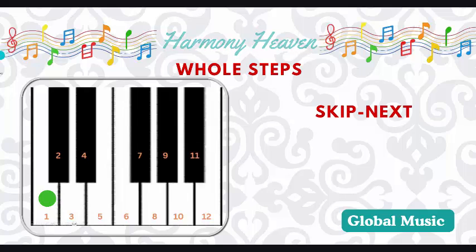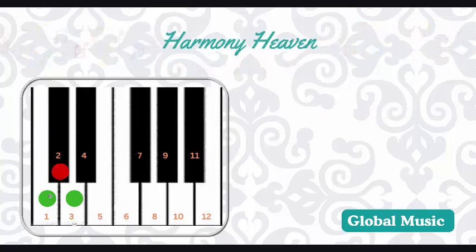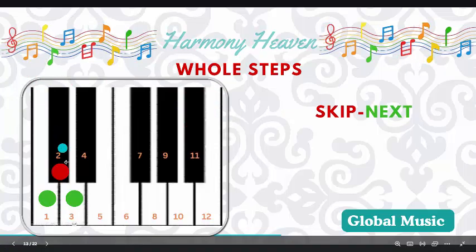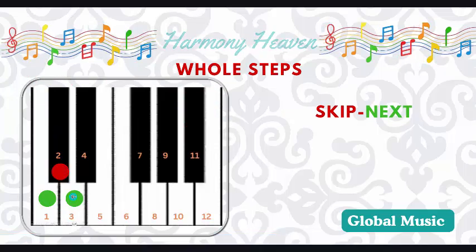So for example, you are on the note C, we're going to skip this and we'll take the next. From C to D, there is a note in between. So instead of going from C to C sharp or D flat, we skipped and moved to the next natural note, that is D.